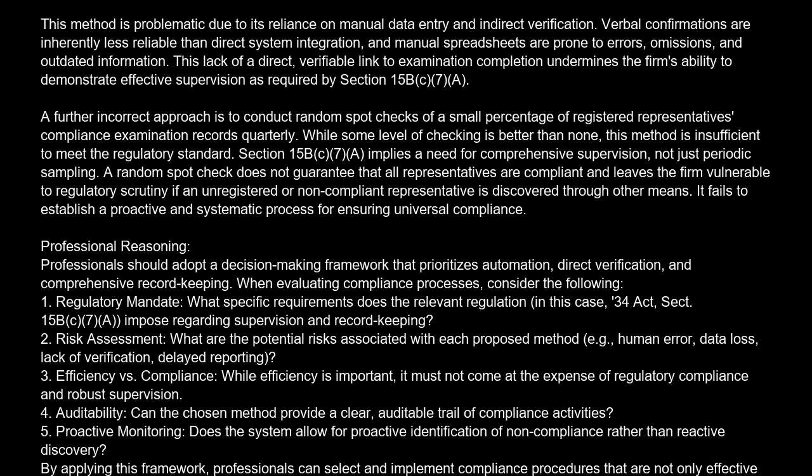By applying this framework, professionals can select and implement compliance procedures that are not only effective but also demonstrably meet regulatory expectations.